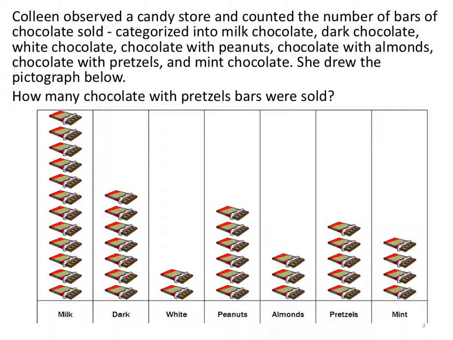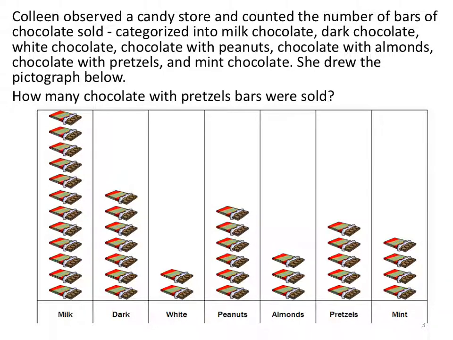Colleen, or is it Choline? Whatever. Observed a candy store and counted the number of bars of chocolate sold. Categorized into milk chocolate, dark chocolate, white chocolate, chocolate with peanuts, chocolate with almonds, chocolate with pretzels and mint chocolate. She drew this pictograph. Very nice.